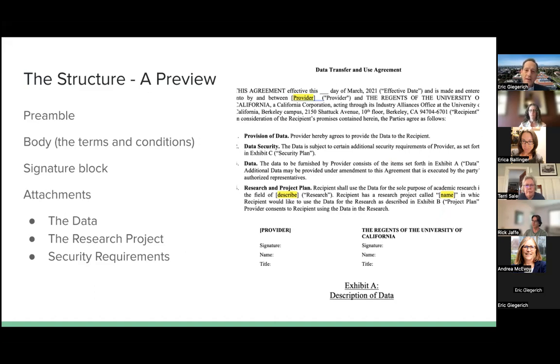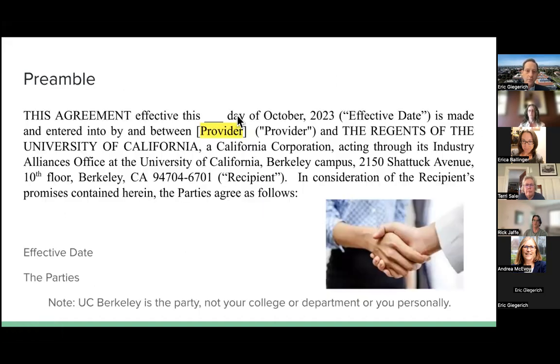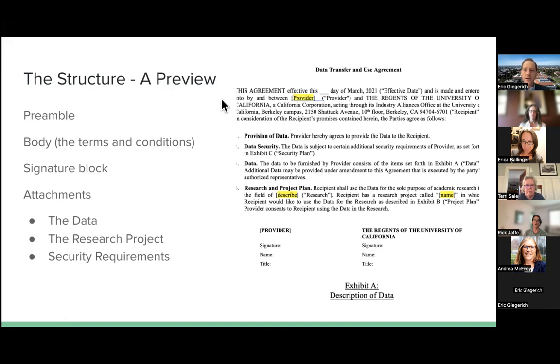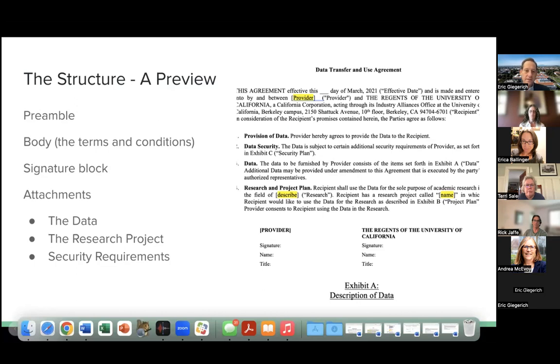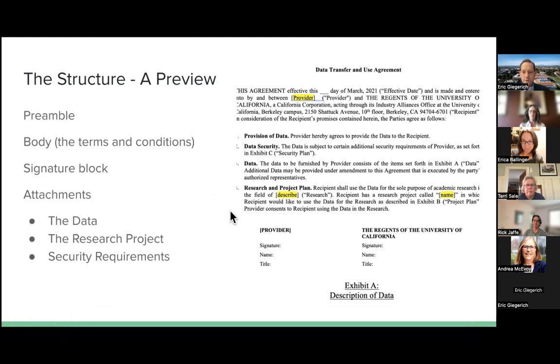So a data use agreement will have a preamble, and that is, if you can see my cursor, this part right here. I don't know why it looks like it's cut off. It's the beginning that says this agreement is effective on this date, and it states the parties. And a data use agreement will have a body with terms and conditions. So that's this part right here. Plus, I'm abstracting this a little bit, so I've cut out a lot just to give this overview. And then it will have a signature block. That's this part right here. The provider, their signature, their name, their title, and the UC Regents' signature, name, and title.